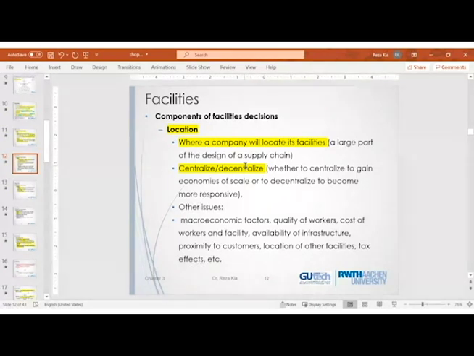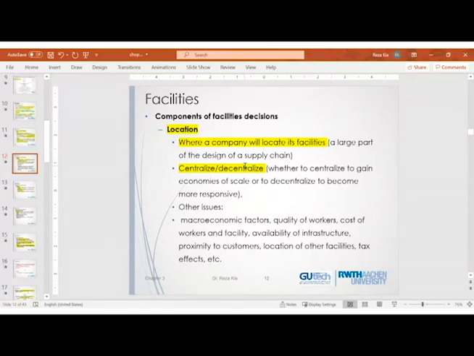And there are some other issues, such as macroeconomic factors, that should be considered in the location problem. The quality of employees: maybe you are going to produce a very sophisticated product and you know that the salary of employees in one country is low, but maybe the quality of workers in that country is not good. So you cannot establish your manufacturing plant in a country which doesn't have good quality workers. So this is one important thing.